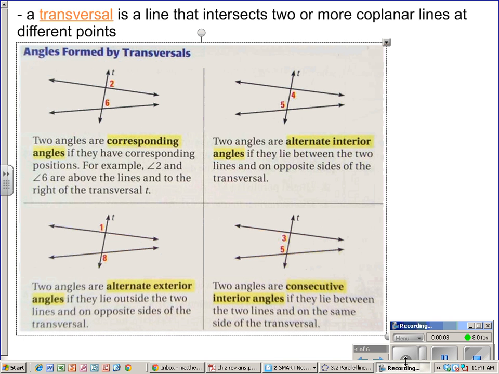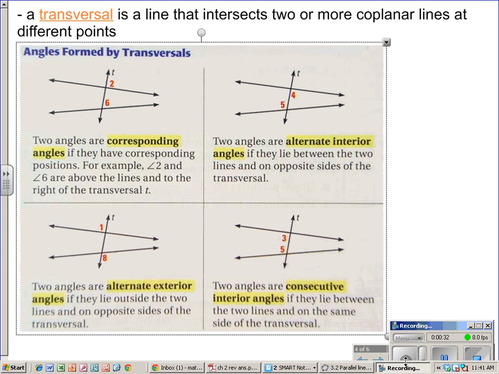In the first video, we talked about just parallel lines, skew lines, perpendicular, parallel planes, that kind of thing. In this video, we're going to talk about some special angles that are formed when you have two lines that are intersected by a transversal. So that's a new term. Take a second to copy that down.